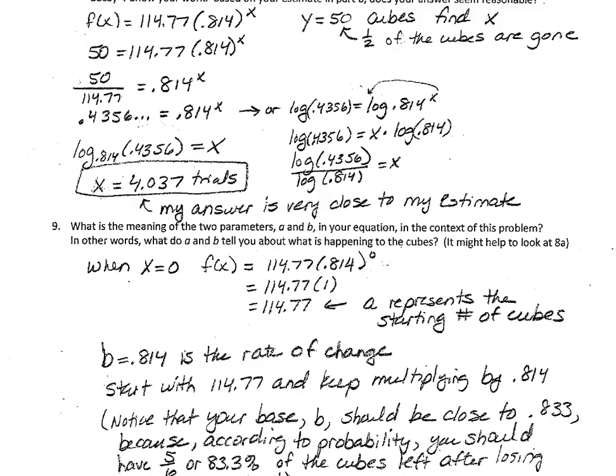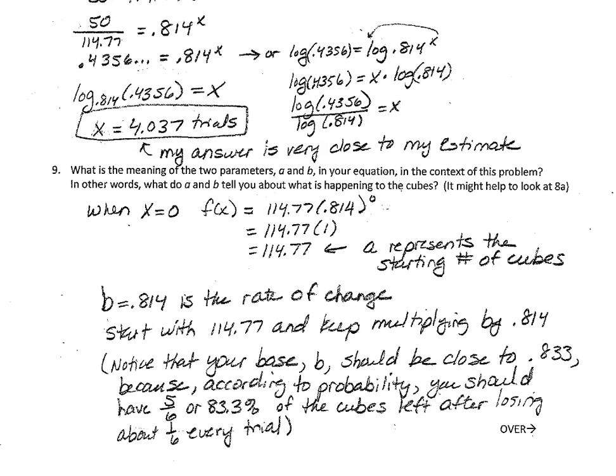Now, here's a big idea: recognizing the key parameters of an exponential function. When x is 0, we have the base raised to the 0 power, which is 1. So the coefficient here is the starting value when x is 0. So this represents the starting number of cubes. The base is the rate of change.